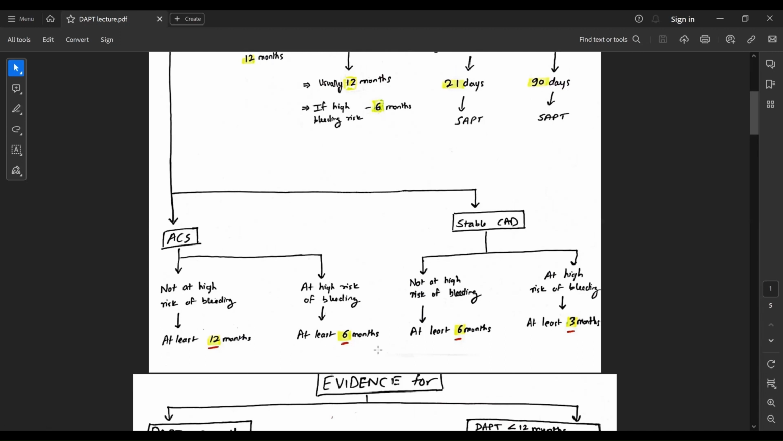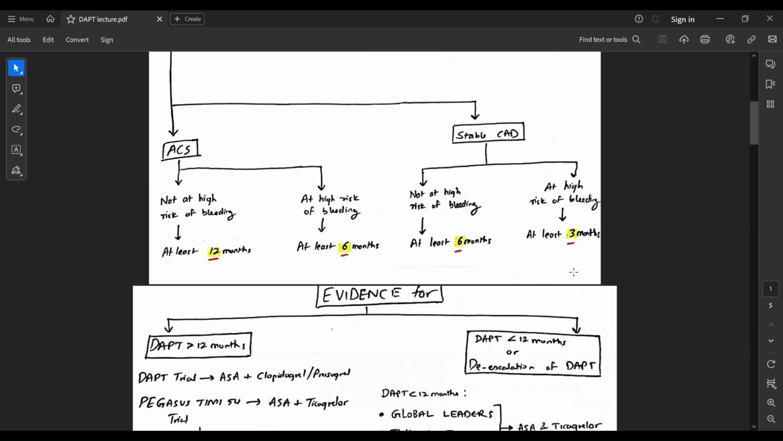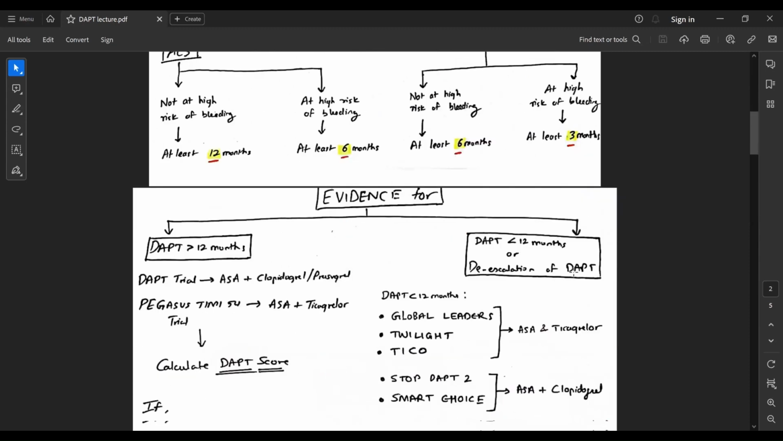In case of high risk of bleeding, for at least 6 months. And if the stent is placed for a stable coronary artery disease, then you will give DAPT for at least 6 months. And in case of high risk of bleeding, for at least 3 months. Now, what do we do after you give DAPT for 12 months?